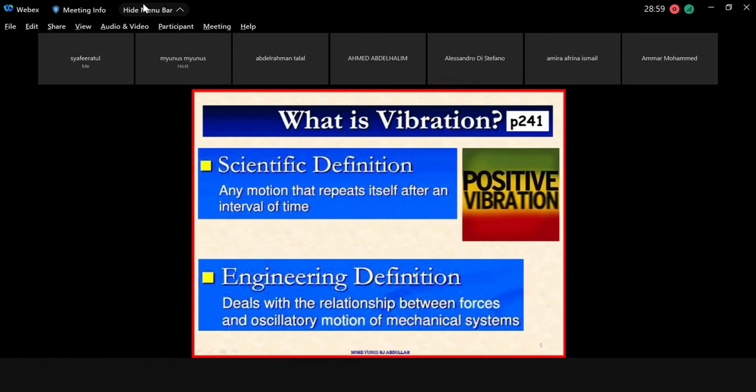Okay. This is vibration. Scientifically, it can be defined as a motion that repeats itself after an interval of time. It keeps repeating. It is not static. If you look at here, this one is vibrating, isn't it? On the top right here, it is vibrating. In the engineering definition, it deals with the relationship between forces and oscillatory motion of a mechanical system. The scientific definition is so general. You can turn to page 241 for more information in your books.